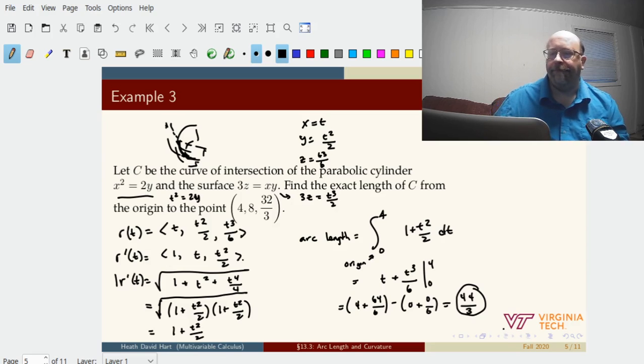All right. So that's how arc length works. It's just calculate the derivative of the trajectory, then take the magnitude of the derivative of the trajectory, and then integrate that function from your starting point to your ending point. Let's move on.